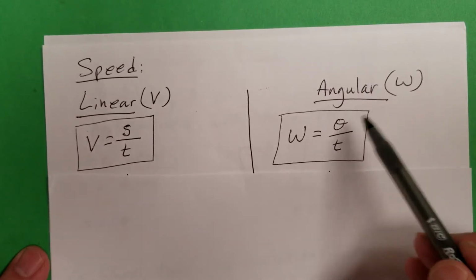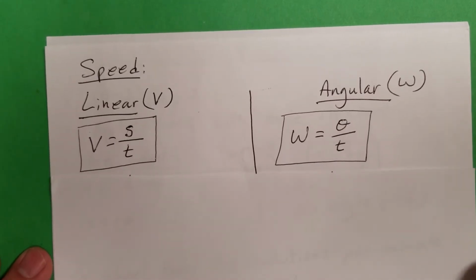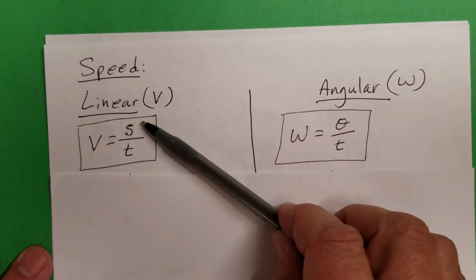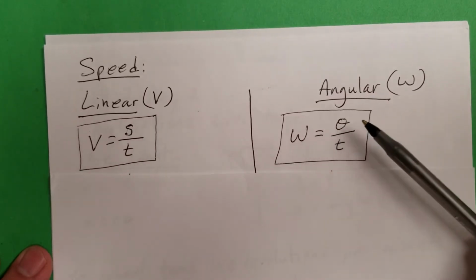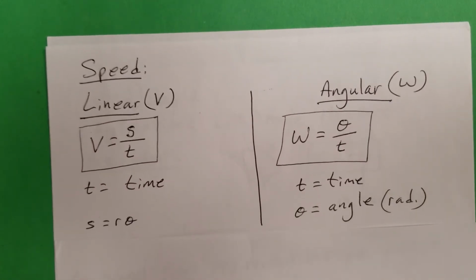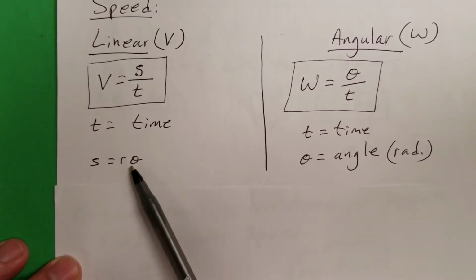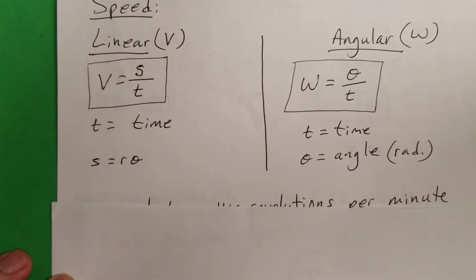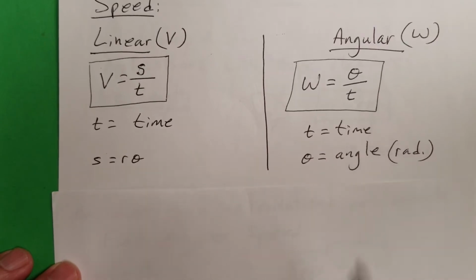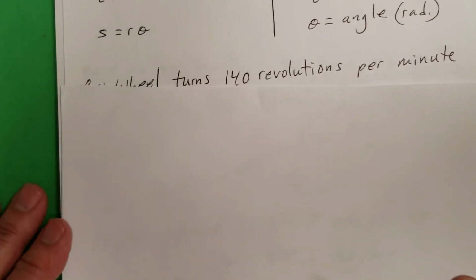Remember we decided that our angle is always going to be in radians for the formulas. So basically, they're the same thing, except one is length divided by time, the other one is angle divided by time. T is time. What is S? S is r theta. That's the old formula. What is theta? That's just the angle. So they got to give you the angle in radians. Here's the only example, and we're done.